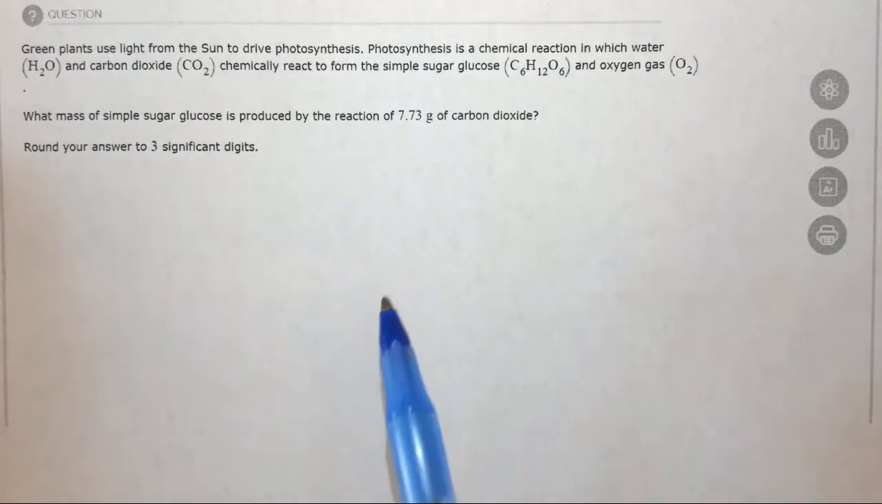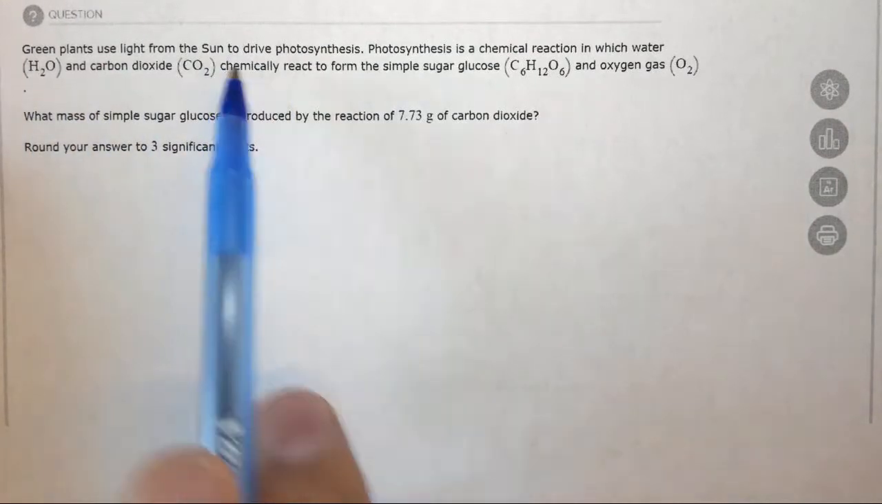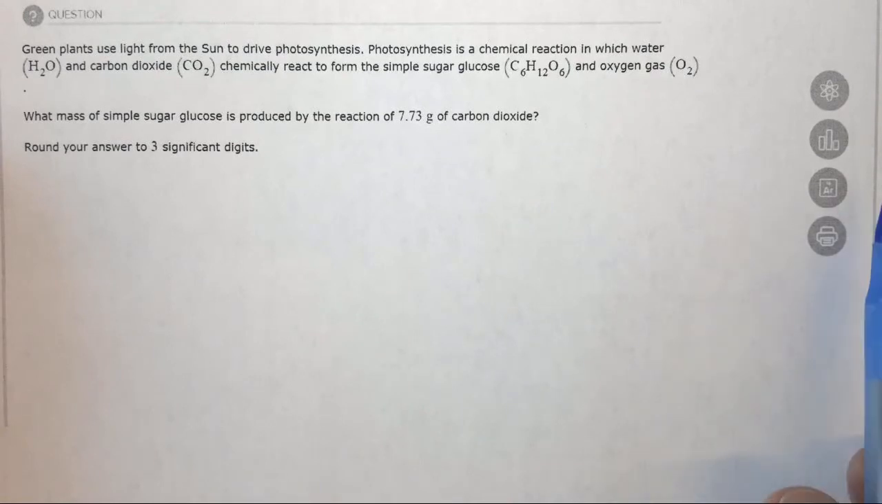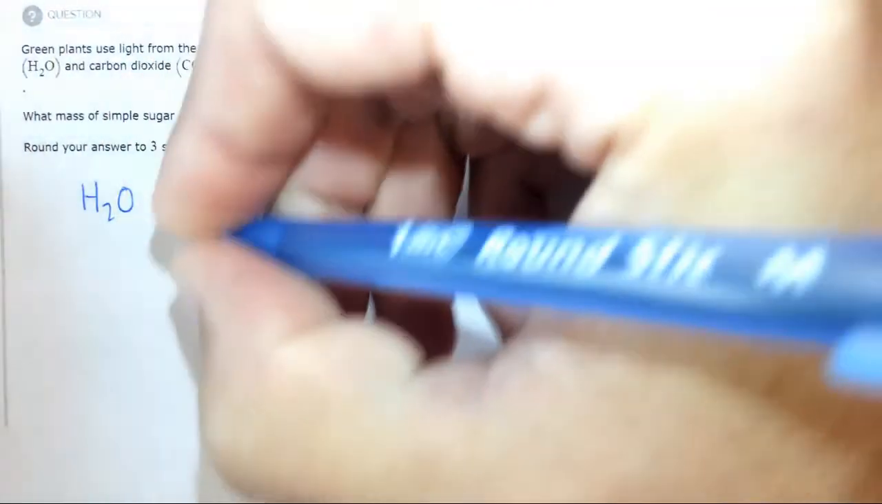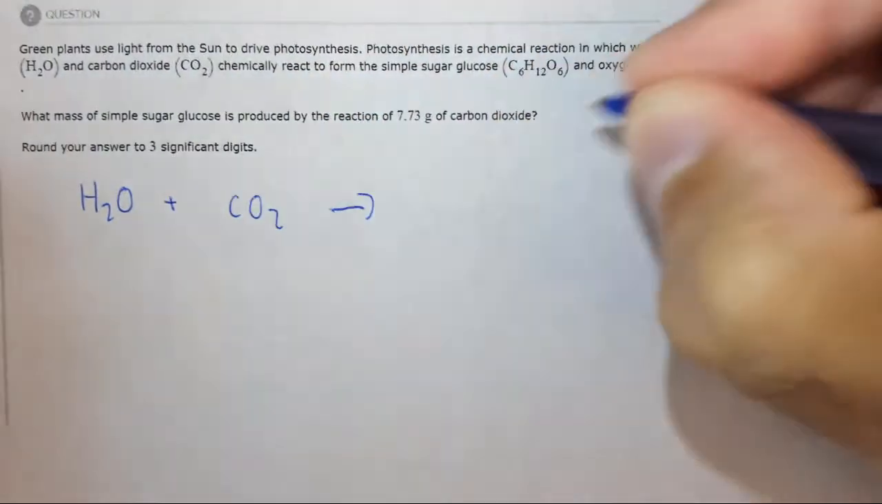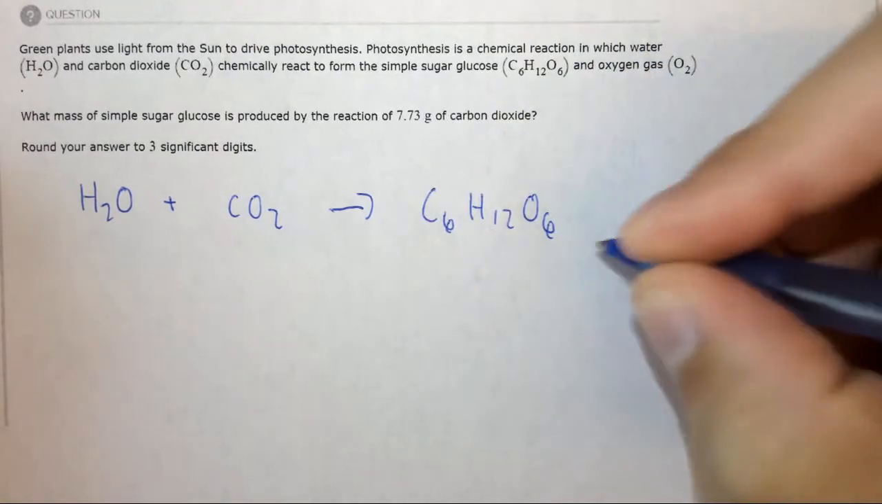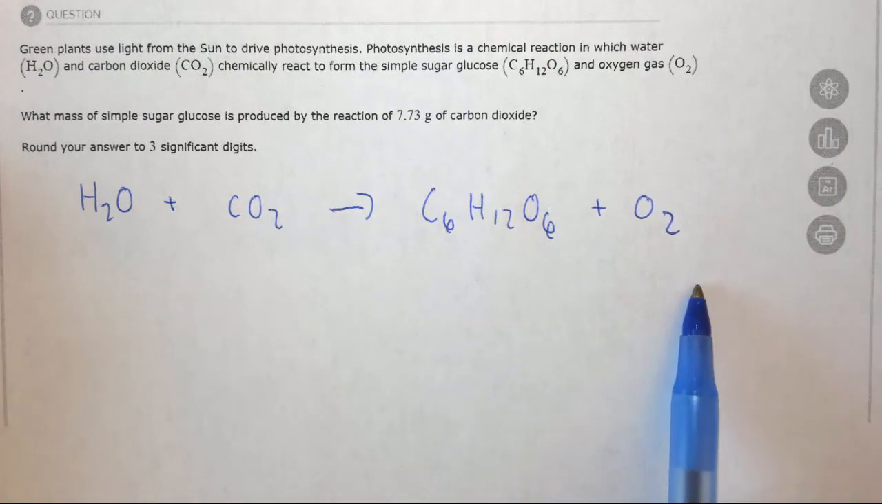Always, always, always, when you're doing stoichiometry, you need to start with a balanced chemical equation. And here they don't give us the states of matter for the water, the carbon dioxide, the glucose, and the oxygen, although we could make an educated guess of what those would be. I am going to ignore them here. So here we have H2O reacting with CO2 to form glucose, C6H12O6, and oxygen. So this is our chemical reaction.